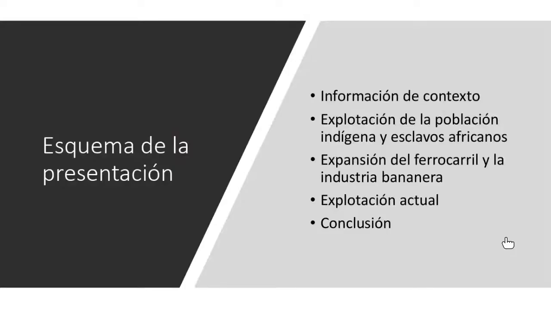Here is a brief outline of the presentation. I will first give some background information and then discuss how the exploitation of the lower class started with indigenous populations and then African slaves. I'm going to then discuss the expansion of the railroad and how it relates, as well as give an exploitative industry by talking about the banana industry. I'm then going to give a brief overview of where we're at currently before giving my conclusion.